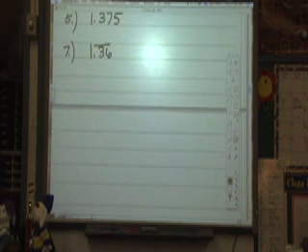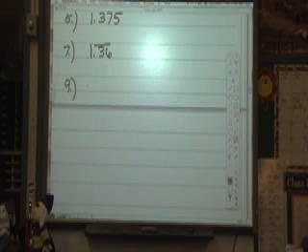Number 9, negative 7/18. Vincent, use your calculator, please. I don't know why you're staring at the book. Negative 0.38 repeating. What's repeating? The 8. Okay.